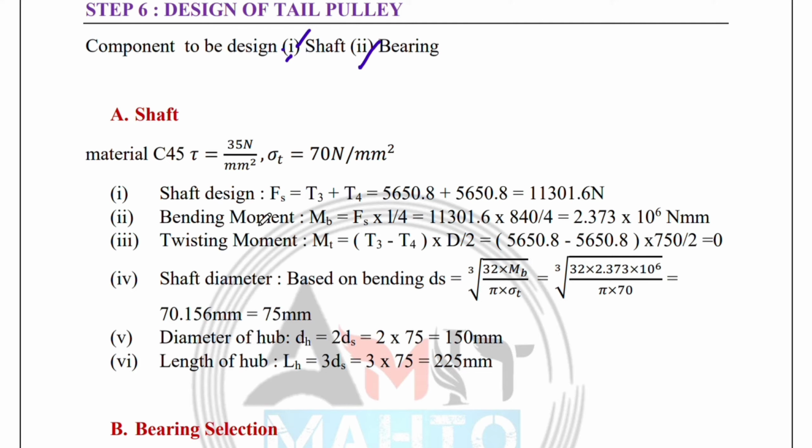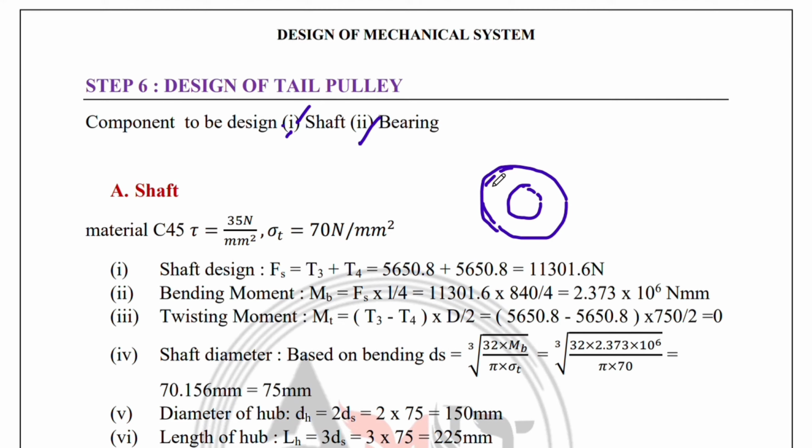Here the shaft design will be Fs equal to T3 plus T4. Draw this diagram to indicate the shaft design. This will be your T4, this is Fs, and this will be T3. So shaft design is Fs equal to T3 plus T4.